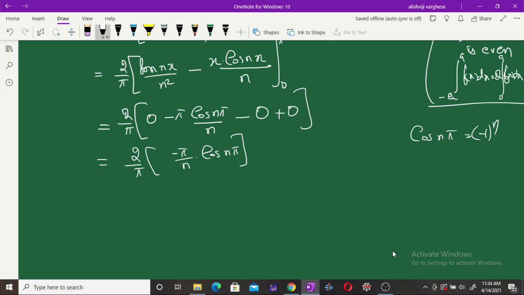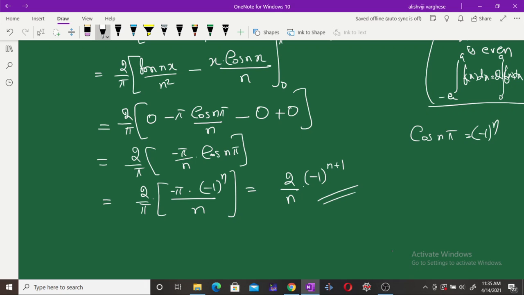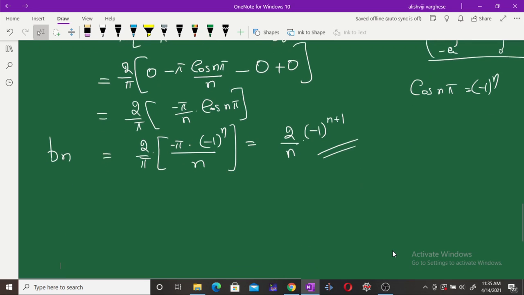So this expression can be rewritten as 2 by pi into minus pi by pi into minus 1 raised to n divided by n. So this pi and pi will get cancelled, and there is a minus 1 into minus 1 raised to n. So it can be written as 2 by n into minus 1 raised to n plus 1. So that's the value of the Fourier coefficient bn. And the other two Fourier coefficients are 0.